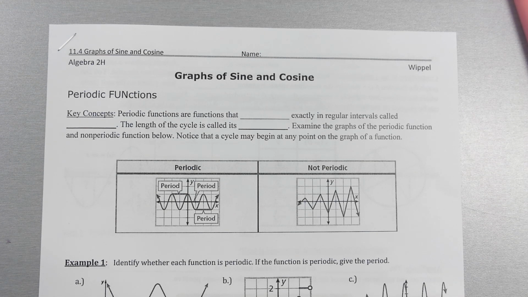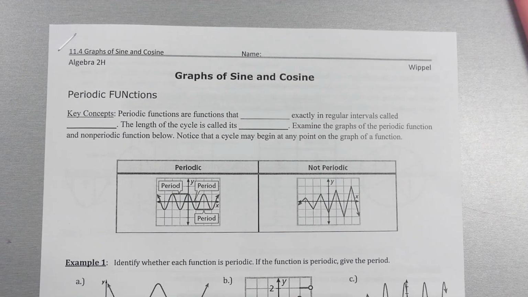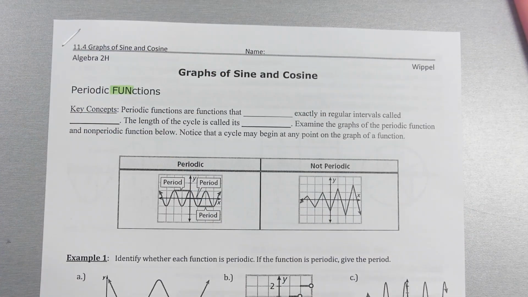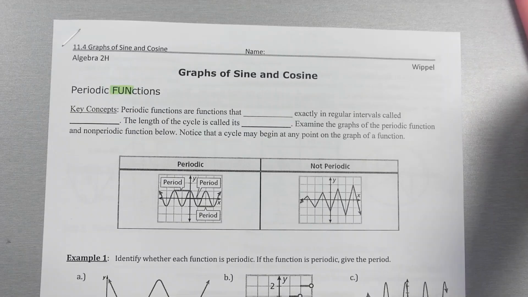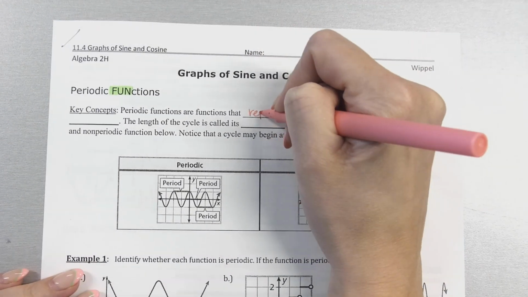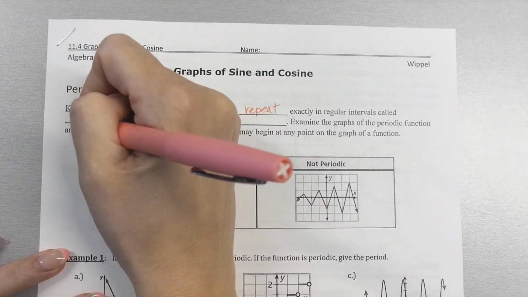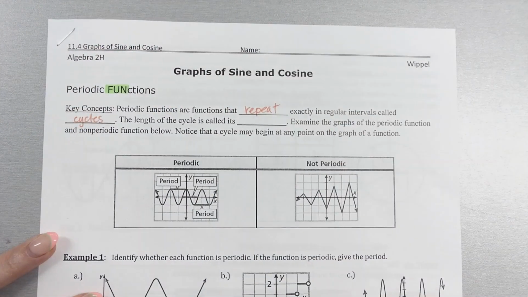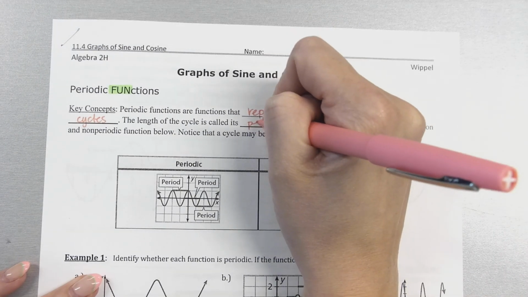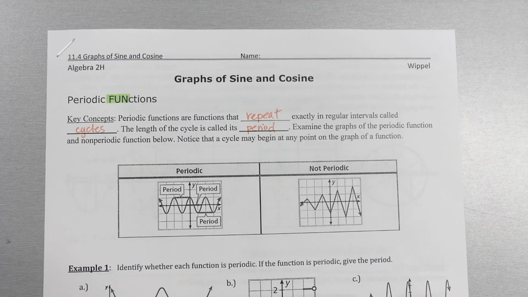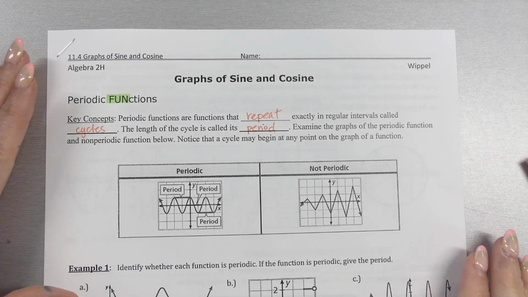Okay, so today we are talking about graphs of sine and cosine. We are going to start with periodic functions. You may have noticed we capitalize this here. Periodic functions are functions that repeat exactly in regular intervals that are called cycles. And then the length of a cycle is called its period. So these are periodic functions, and then there are non-periodic functions.